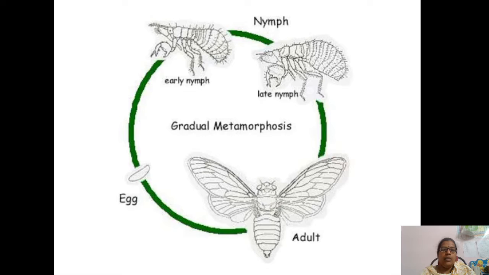Here the egg hatches into a small immature one called an early nymph. These nymphs grow in size to late nymphs. Late nymphs then transform into the adults. You can see here the adult and the nymphs differ in their shapes. There is a formation of wings over here, but you won't find wings in the nymphs. But in the case of hemimetabolous, whatever the immature shape is, the same shape you will find in the adult, with only an increase in size.